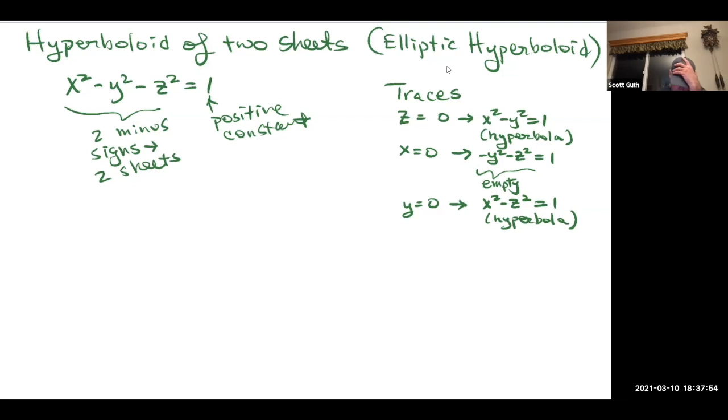Now I want to try and think of a way to get a trace for a different value of x. So just to let you know what I'm going to do right now, I'm going to try and think of a number I could put in for x.